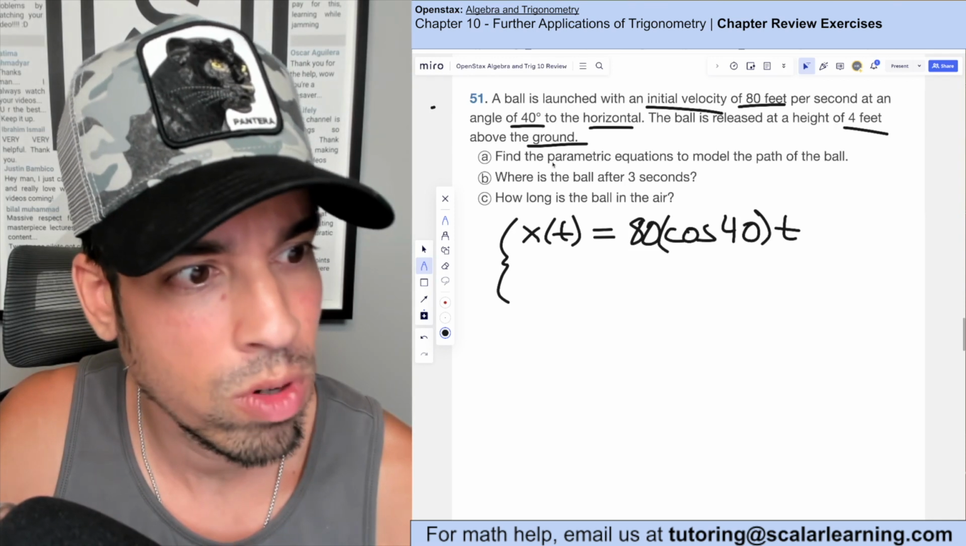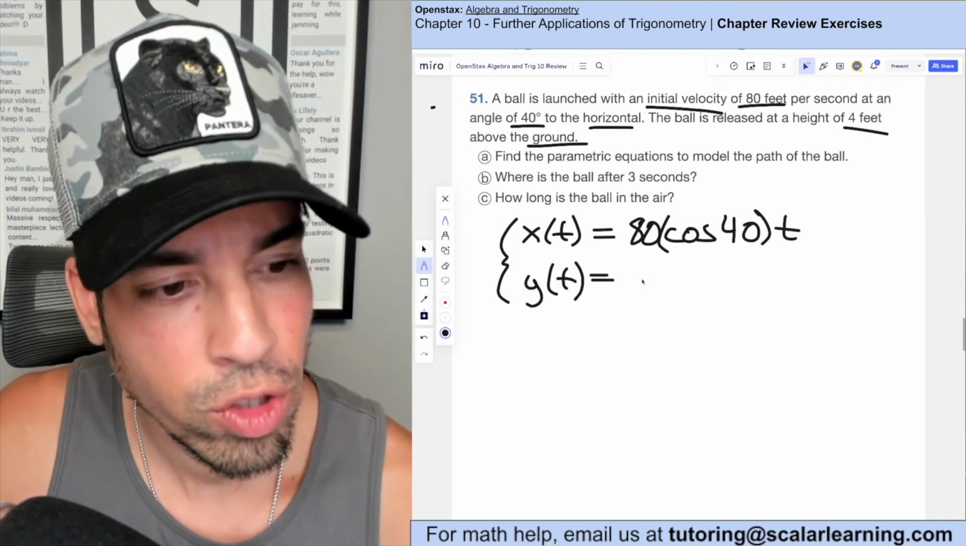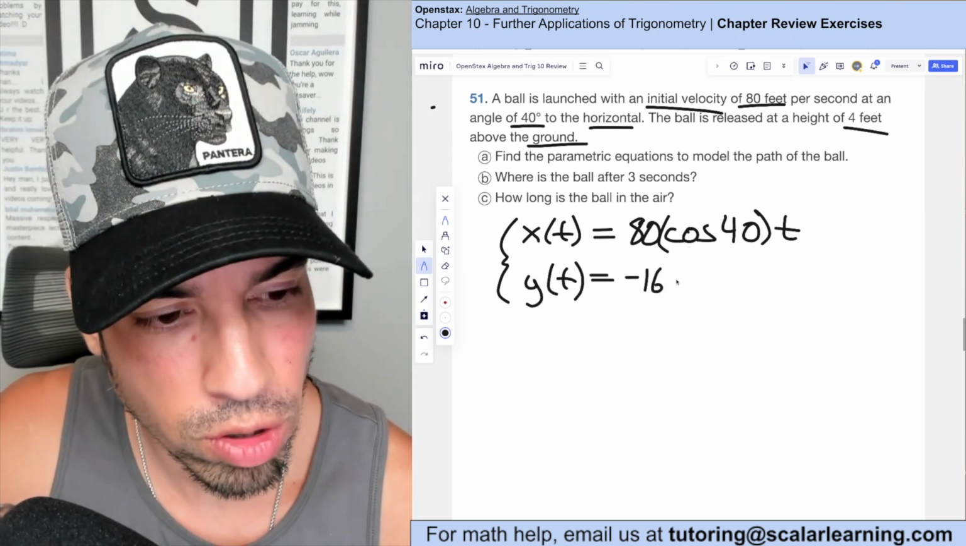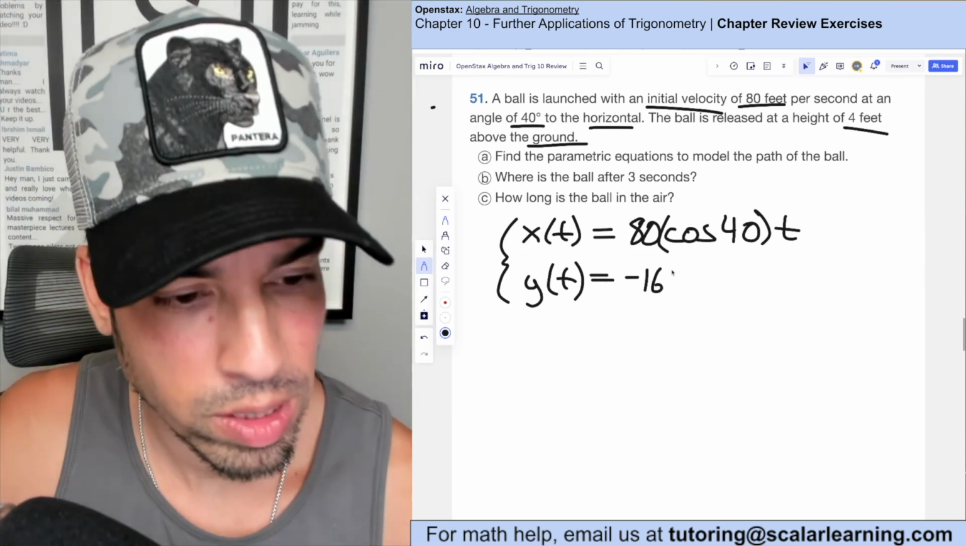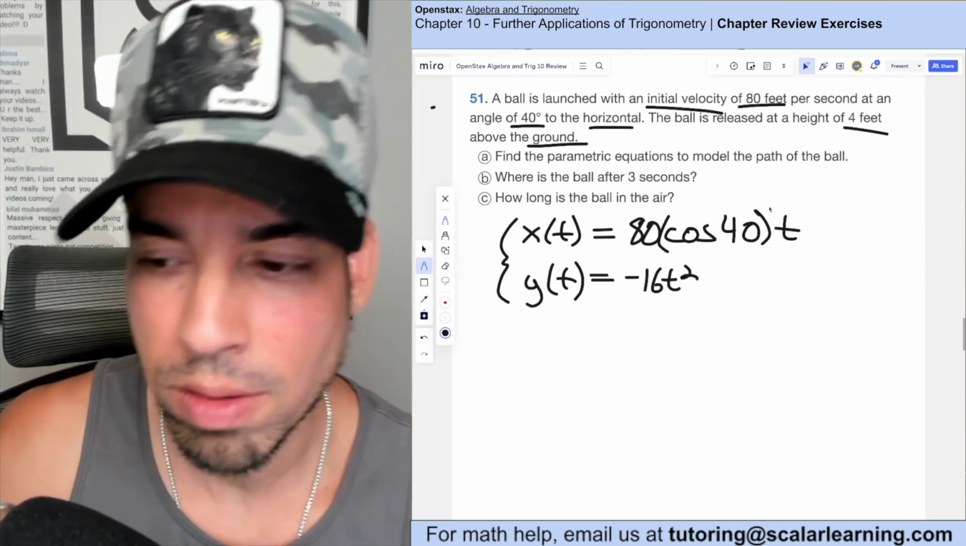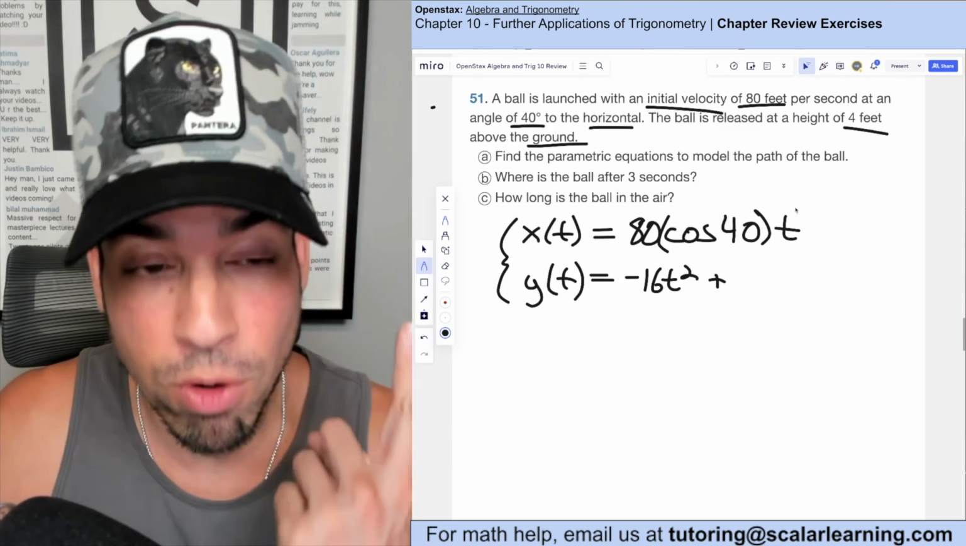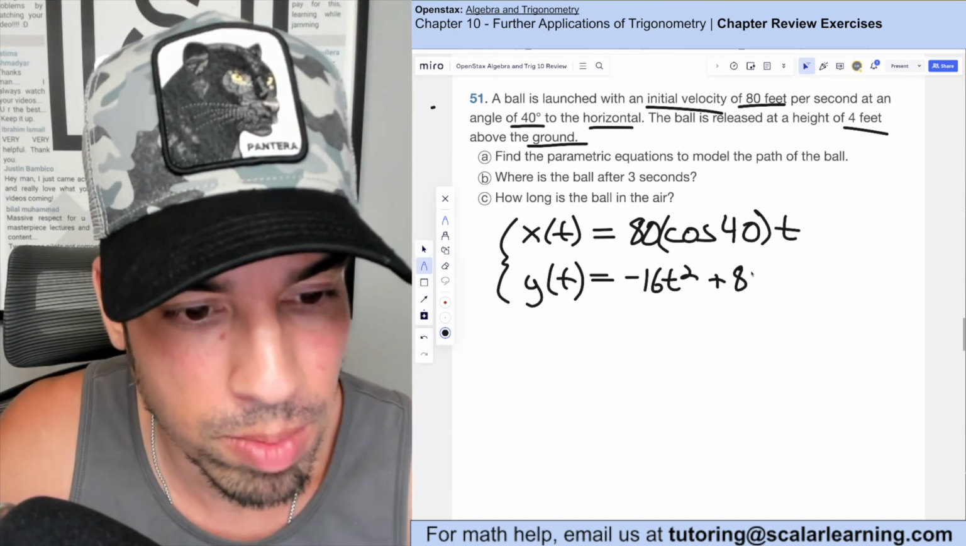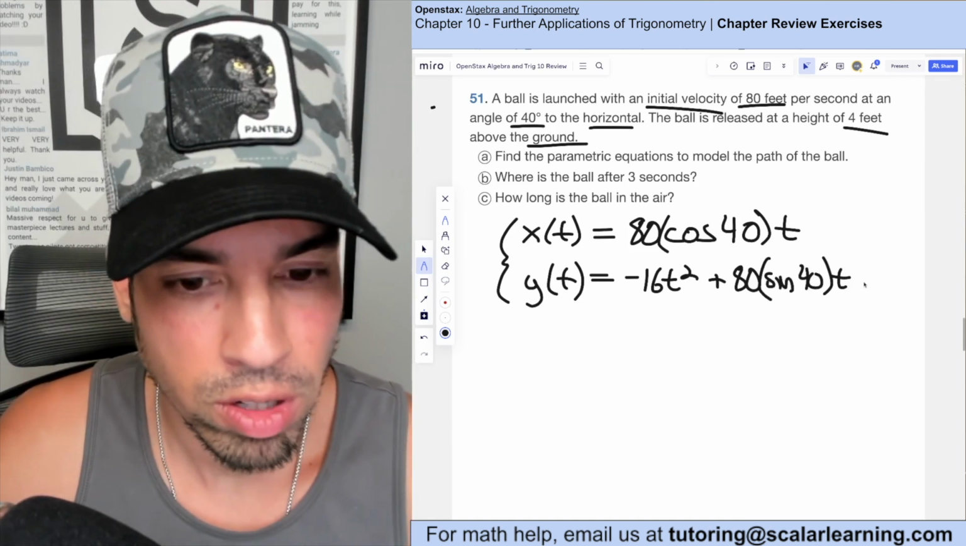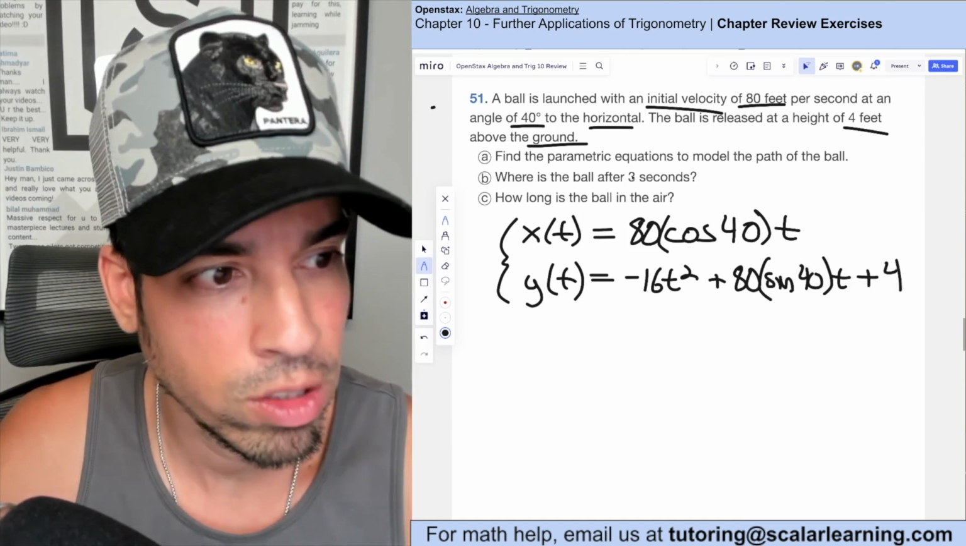And then for the y of t, we use our standard equation for gravity, right? Starting with, since this is in feet, we say -16t squared. And then the next part is the initial velocity times t. But now we're talking about vertical velocity. So instead of using cosine, I'm going to use sine. And then plus the starting height, which is 4. So we add 4. All right, so those are the two equations.